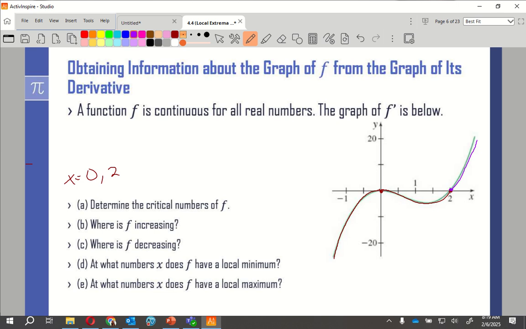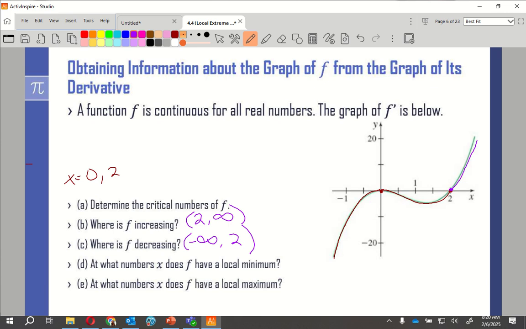So I want to know, where is it going to be increasing? It's increasing from 2 to infinity and beyond. Decreasing is going to be from negative infinity to 2. At what number x does f have a local minimum?